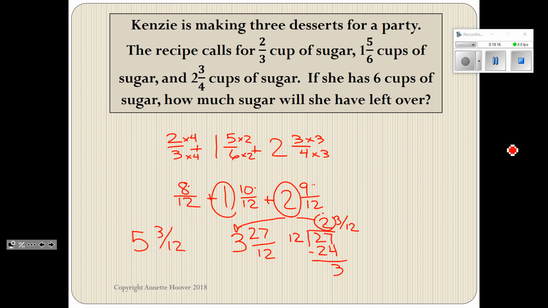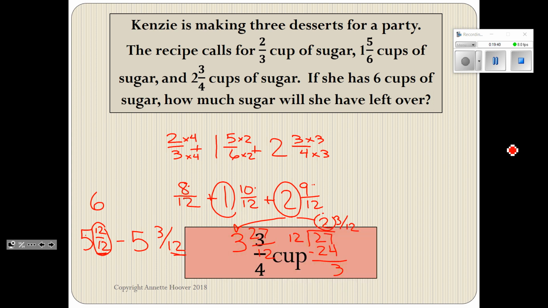It said that she had 6 cups of sugar. How much will she have left over? So we want to rewrite 6 as 5 and 12/12. This whole plus 5 equals 6, but we need to have a denominator of 12ths. So now 5 and 12/12 minus 5 and 3/12 would be 5 minus 5 is 0. 12 minus 3 would be 9/12. And when that is simplified, it would be 3/4 of a cup.